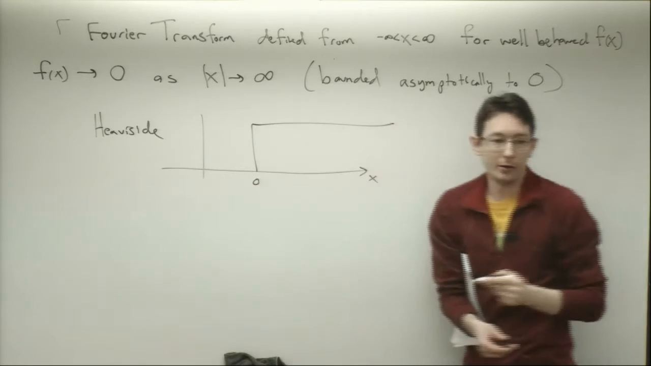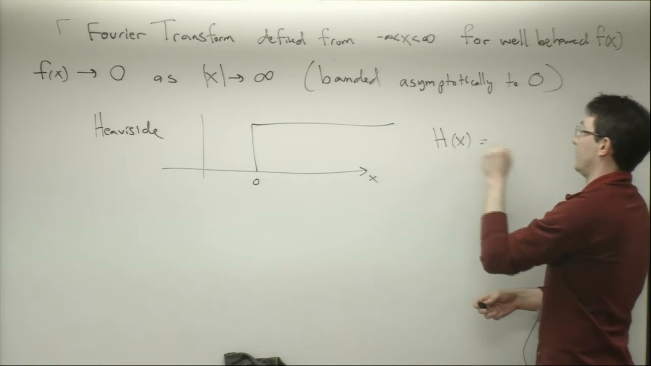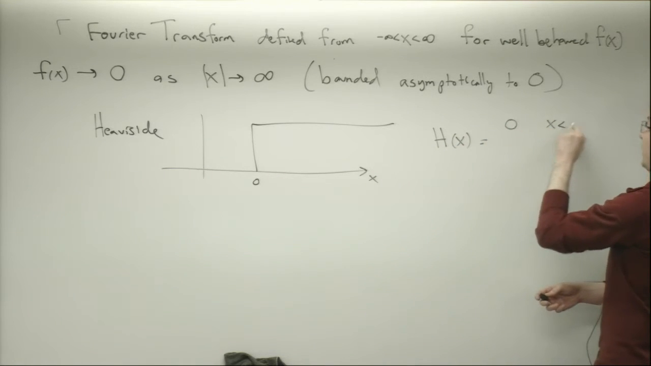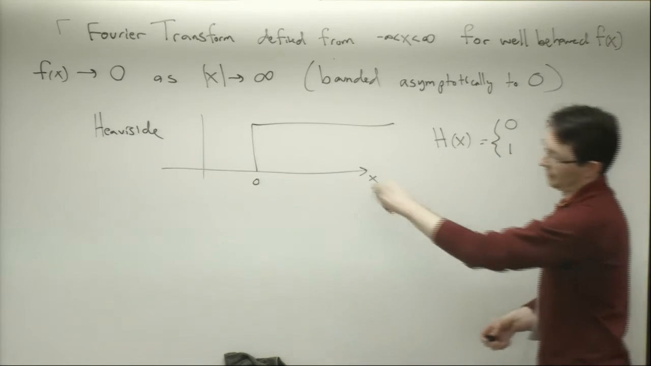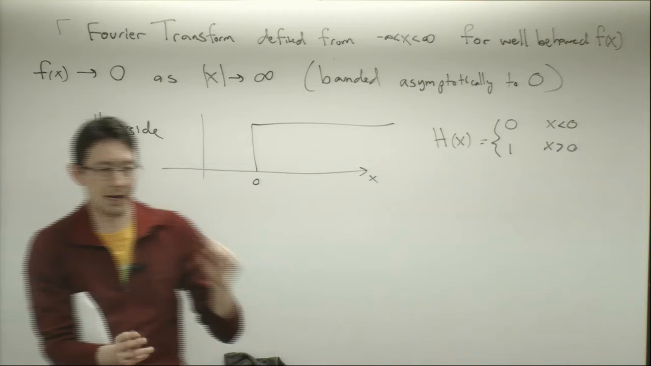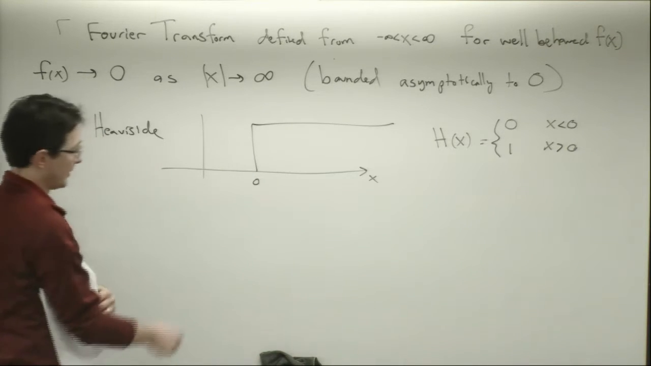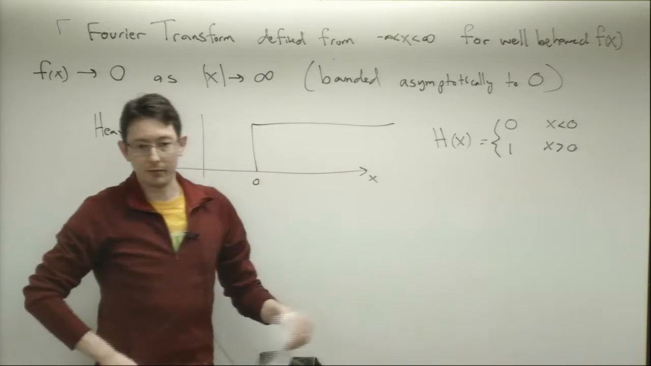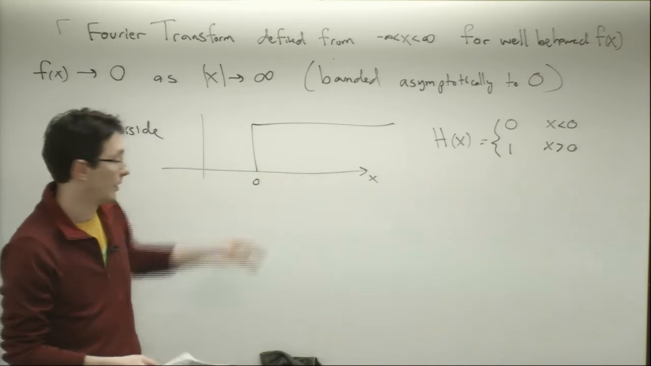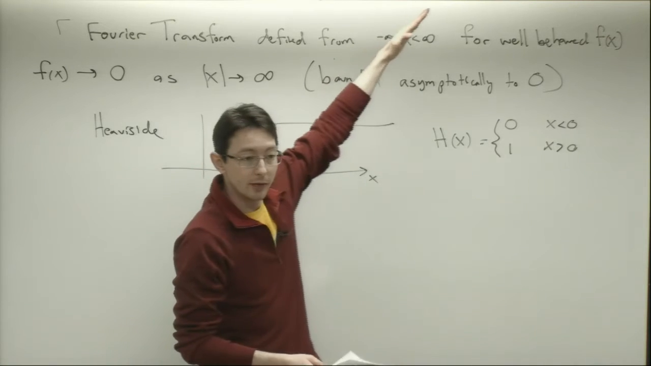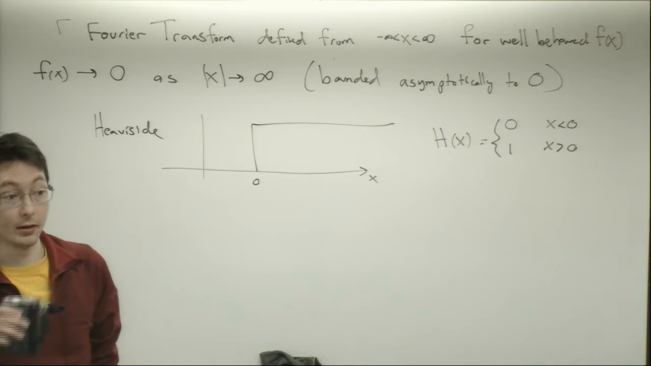So it's 0 everywhere. If I wanted to write this formally, I would say h of x equals 0 for x less than 0, 1 for x greater than 0, and I don't really care what happens exactly at x equals 0, so I'm not going to include it. This is a function that we use all the time in control theory, and I'll show you why this is useful later. A ramp function would also be an example. What are some other functions that are not bounded and not well behaved? Maybe even blow up.